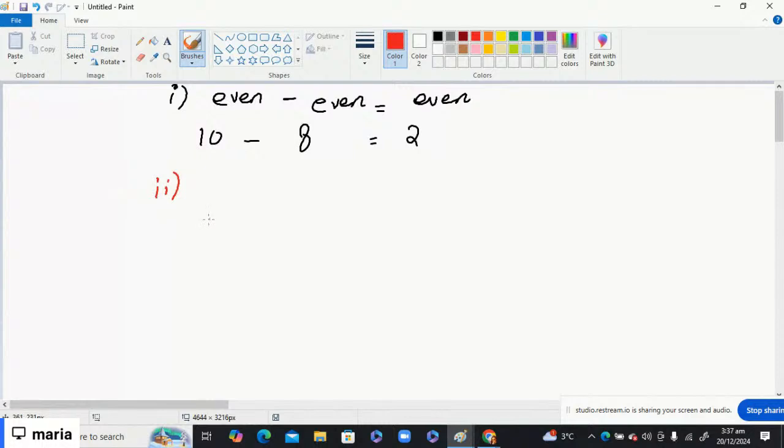If you subtract two odd numbers, 7 minus 5, then you get the answer even. This is the second rule, and we also gave the example. Now for the third rule.